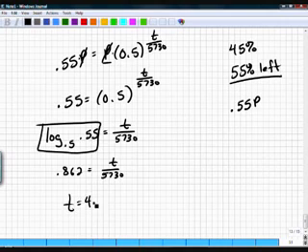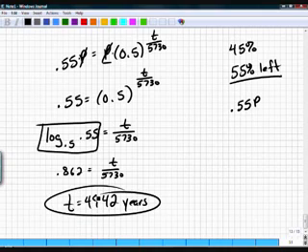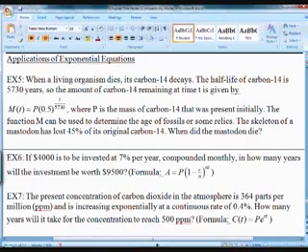T equals 4,942 years. Let's go back in, because in these types of problems there's so much work involved. Once you get the answer, you're like, okay, what does that mean? What did I even find? So go back to what it actually asked.